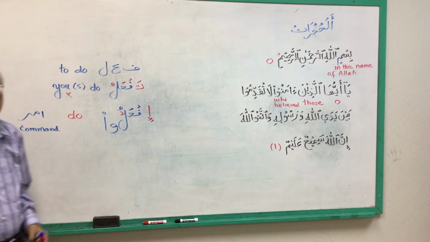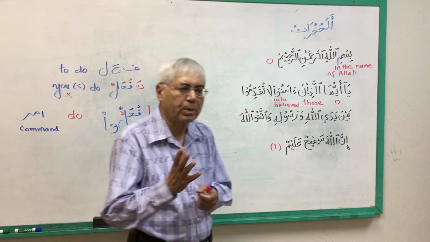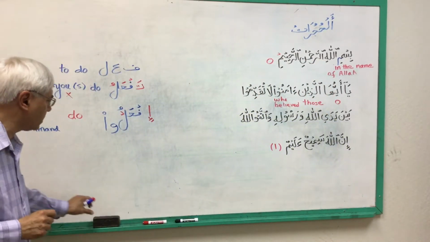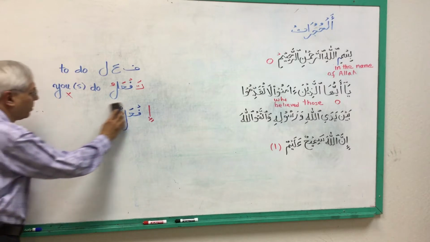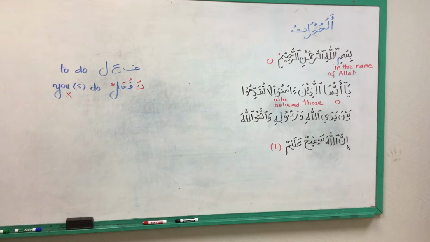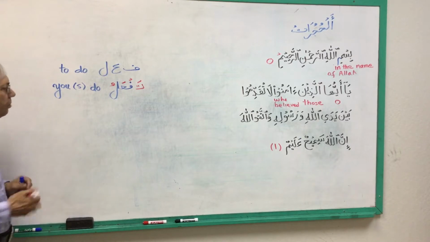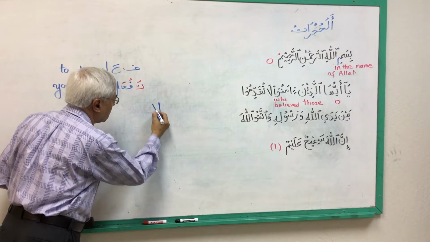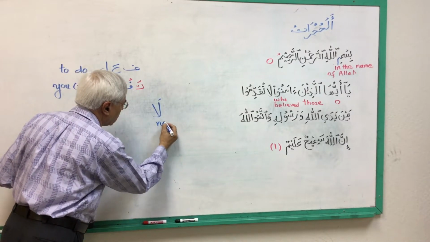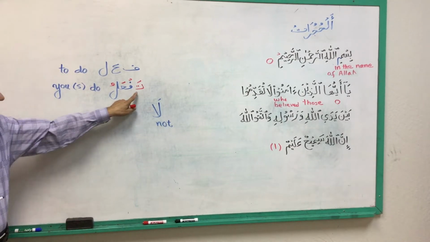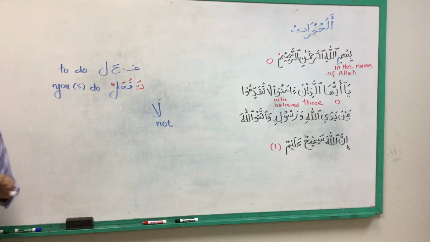Now instead of doing something, I want to tell the person don't do it. Okay, so we'll learn that also today. That is also, it starts from here. And here it's very easy. We start from here also, but we add a la in the beginning. La means not. Okay? And in this word, we just make one change, not two.